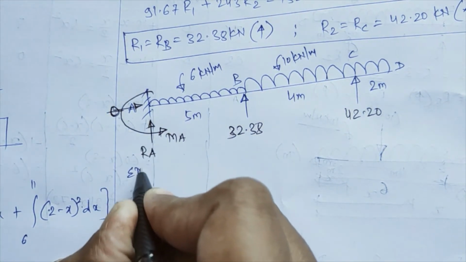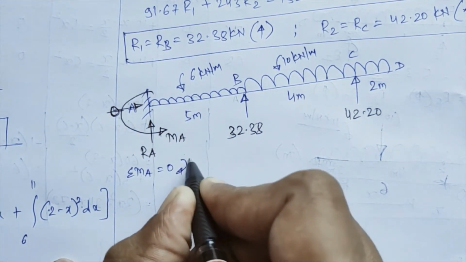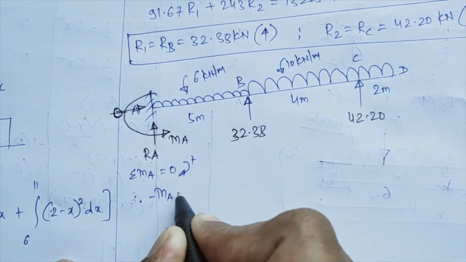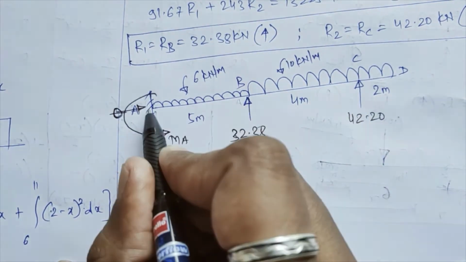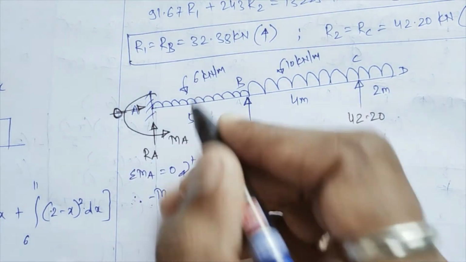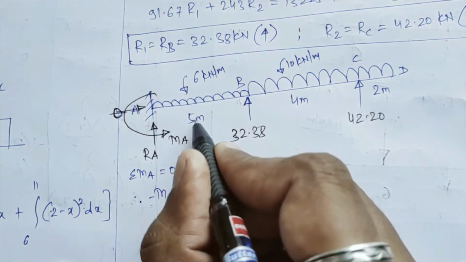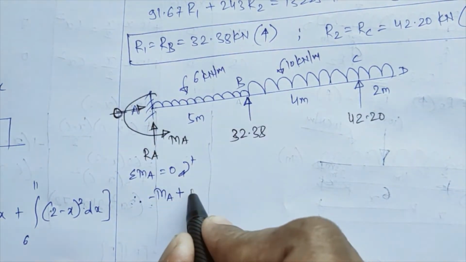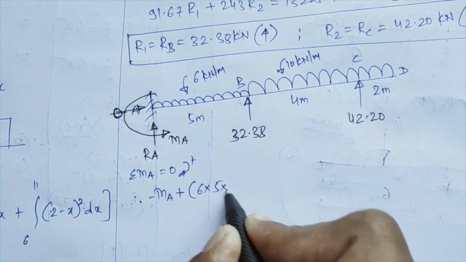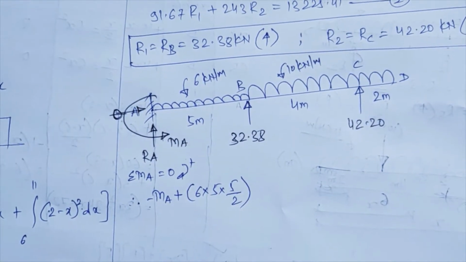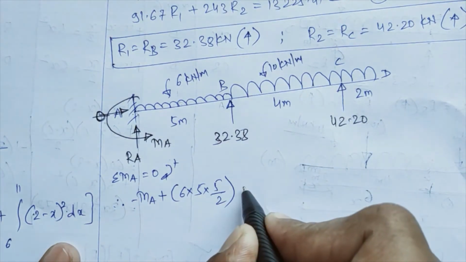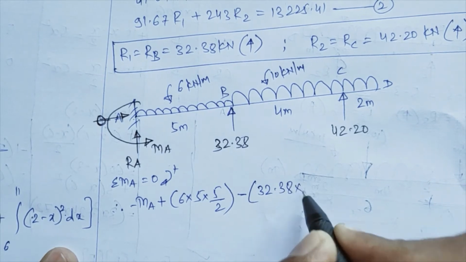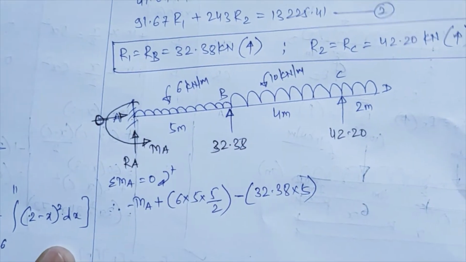Okay, so first I'll solve for moment. Summation of moment at A is equal to 0, treating clockwise moments positive. So I'll get this anti-clockwise moment, minus MA, plus the moment of this UDL about point A. That gives me the intensity of UDL, that is 6, acting length is 5, and it acts at the half of this 5, so the lever arm will be 5 by 2. So I'll get 6 into 5 into 5 by 2, and that is a clockwise moment, so it will come positive. Next, the moment of this RB will come anti-clockwise: 32.38 into lever arm, which is 5 meter.